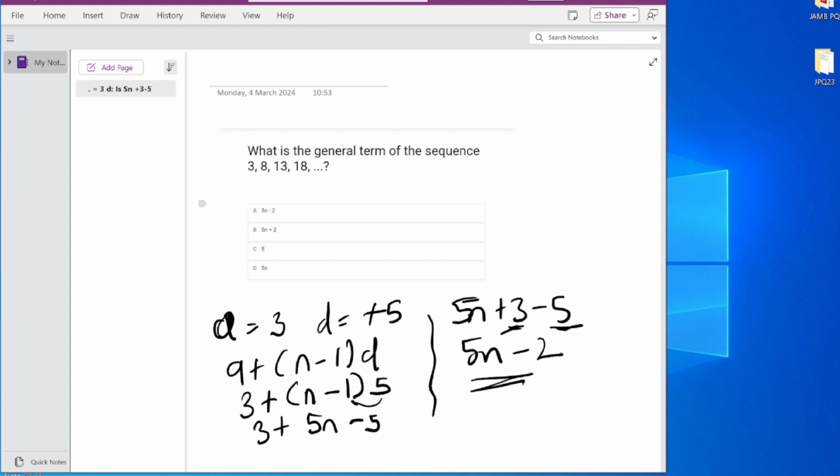Your final answer is 5n minus 2, which is option A. A is the correct answer for this particular question.